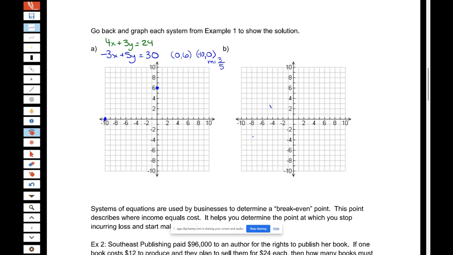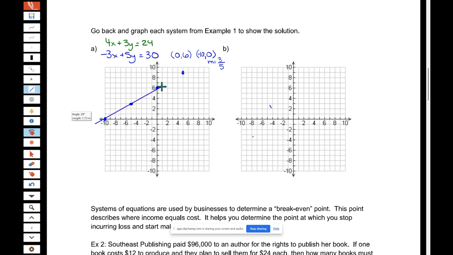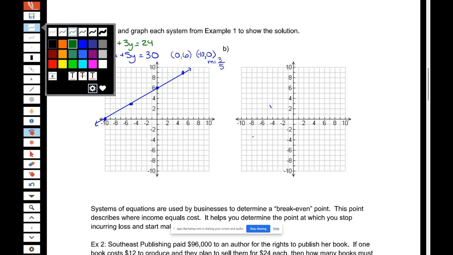So now I have the 2 points. I also have my slope: 1, 2, 3, 1, 2, 3, 4, 5. Up 3 over 5. And then that's all of that I can graph. So let's graph that line. Okay, now let's graph the other line. When you graph the first line, you want to fill up the grid. The second line, you just need to graph enough to see that it crosses the first one.